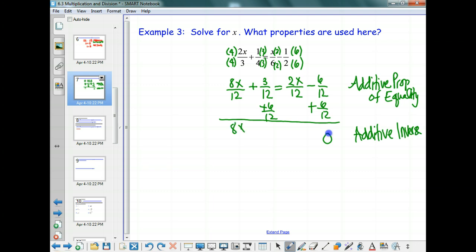Okay, so I've got 8x over 12. What is 3/12 plus 6/12? 9/12, and this equals 2x over 12 plus 0. Again, I know you don't like me to write the plus 0. I don't like to write either, really. The point is that it became 0 because it's an additive inverse. And then the right-hand side is going to become 2x over 12 because why?